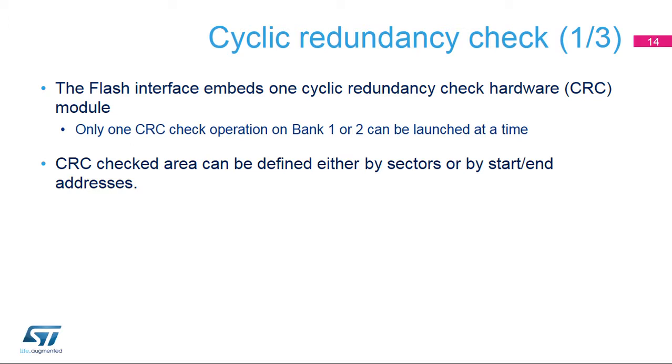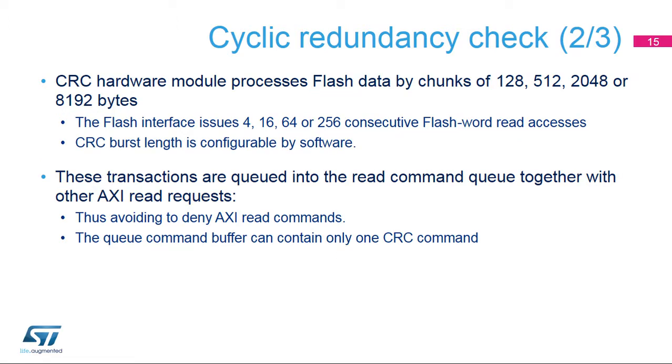This means that if a CRC operation is requested while an option byte change is ongoing, the option byte change operation must be completed before serving the CRC operation, and vice versa. The flash interface issues 4, 16, 64, or 256 consecutive flash word read accesses. These transactions are queued into the read command buffer together with other AXI read requests, thus avoiding denial of AXI read commands. The queue command buffer can only contain one CRC command.